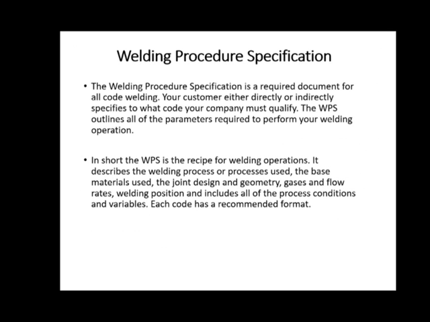Welding procedure specification. The welding procedure specification is a required document for all code welding. Your customer either directly or indirectly specifies to what code your company must qualify. The WPS outlines all of the parameters required to perform your welding operation. In short, the WPS is the recipe for welding operations. It describes the welding process or processes used, the base materials used, the joint design and geometry, gases, flow rates, welding position, and includes all of the process conditions and variables.